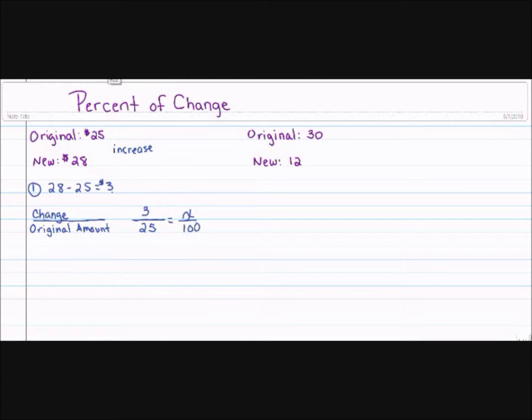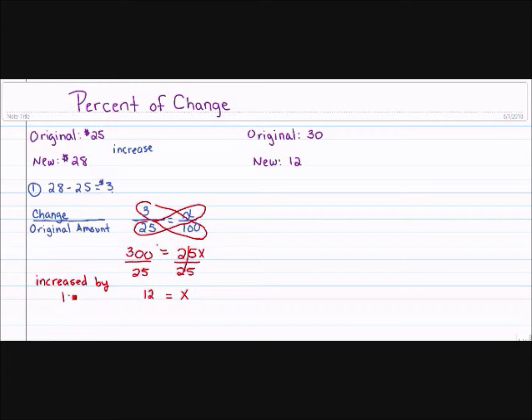And then we get out our old little butterfly. We say 3 times 100 is 300 equals 25 times x is 25x. We divide both sides by 25. X equals 12. So we can say that the increase was by 12%.